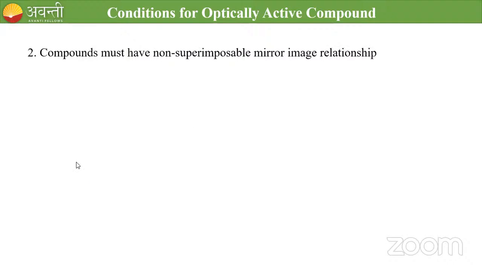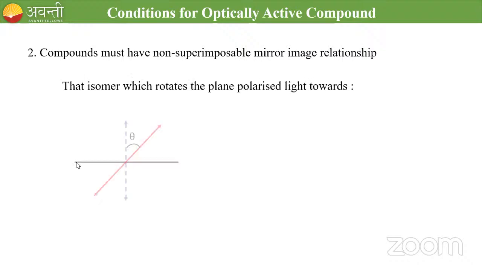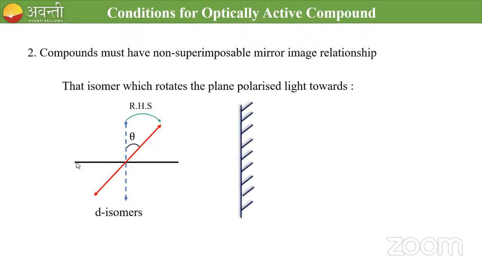The second condition is the compound must have a non-superimposable mirror image relationship. So that isomer which rotates the plane polarized light towards the clockwise direction, that is to the right hand side, will be the D isomer. If I take the mirror image of this, the rotation will be towards the left hand side, which is called the L isomer.